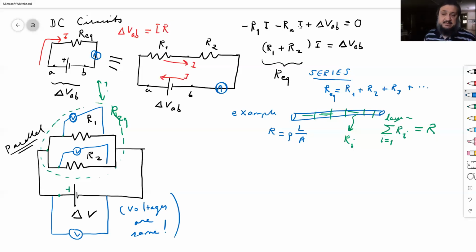So what changes then? Remember what I said about branching off? That's what happens. The current that goes through the battery is not the current that would go through R1 or R2. So this current that goes through the battery and goes up here, I. Now when it comes to this point here, it has to split into two. So one part of the current would go up, and that will go through the first resistor. That's why I call it I1.